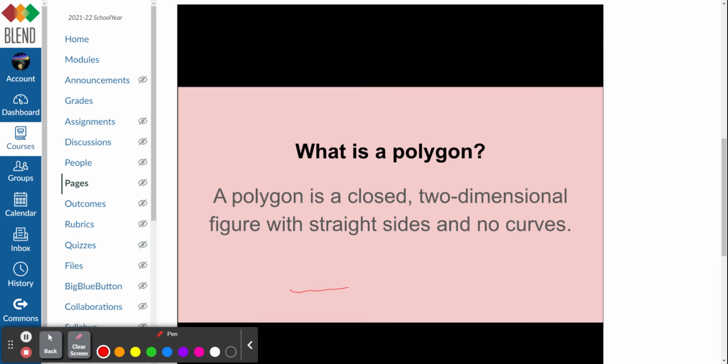So that means that this is not a polygon, right? Because it's got a curve on it. So no curves, only straight lines. And I'm trying to draw as straight as possible, but this is definitely a curve. And so this curve means this is not a polygon. No curves in a polygon, that means a circle is definitely not a polygon because that's all curves.